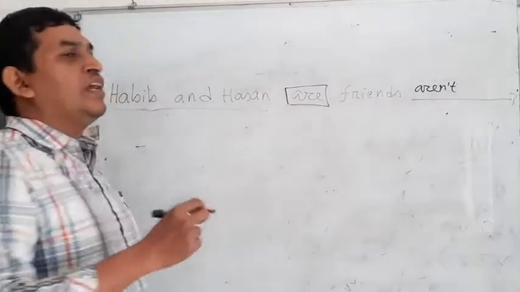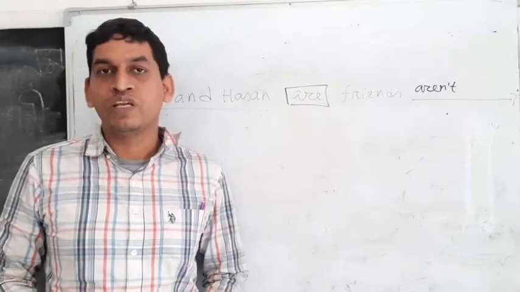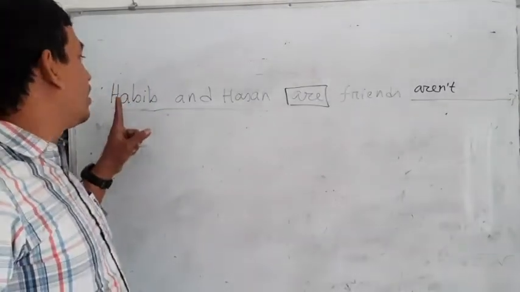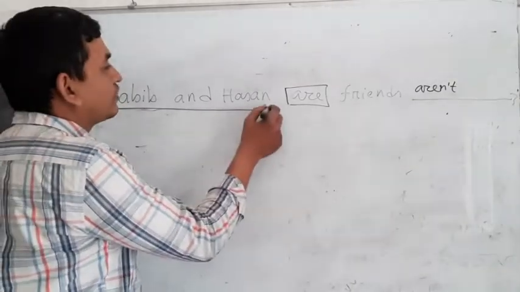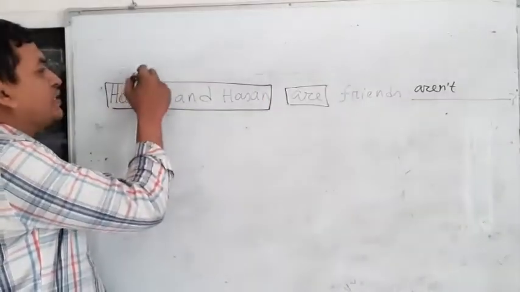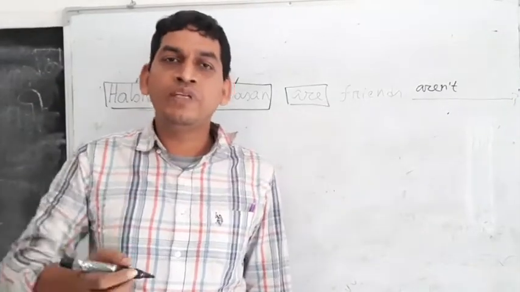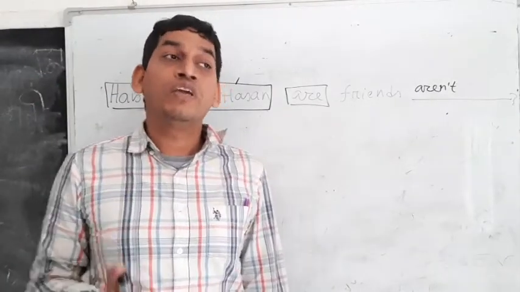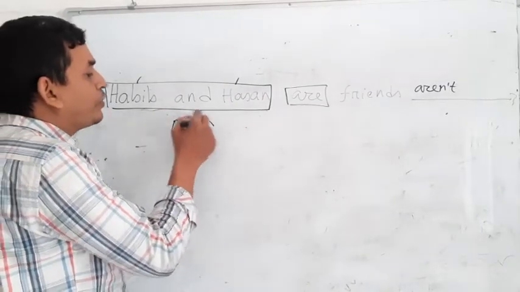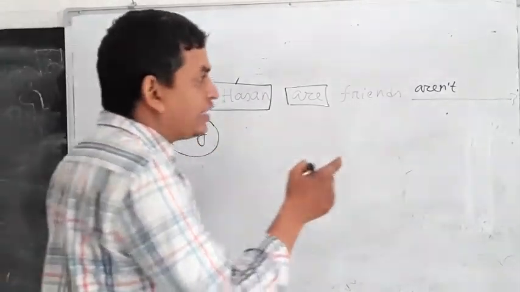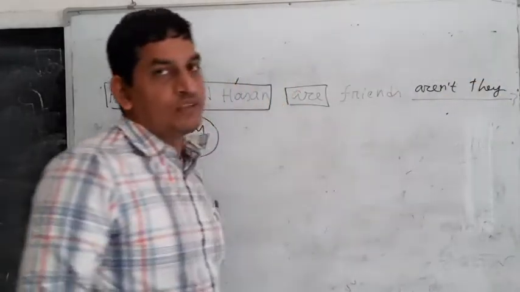So after using the auxiliary verb, you must write the pronoun of the subject. In this sentence, the subject is Habib and Hassan. That means both Habib and Hassan. Here, Habib is a person, Hassan is another person. So both Habib and Hassan are plural persons. So if the subject is plural, we must use the pronoun they. So we have to write here aren't they. Aren't they?